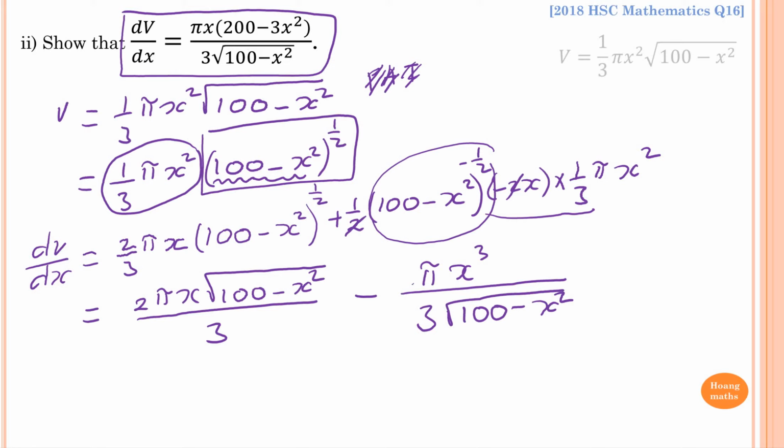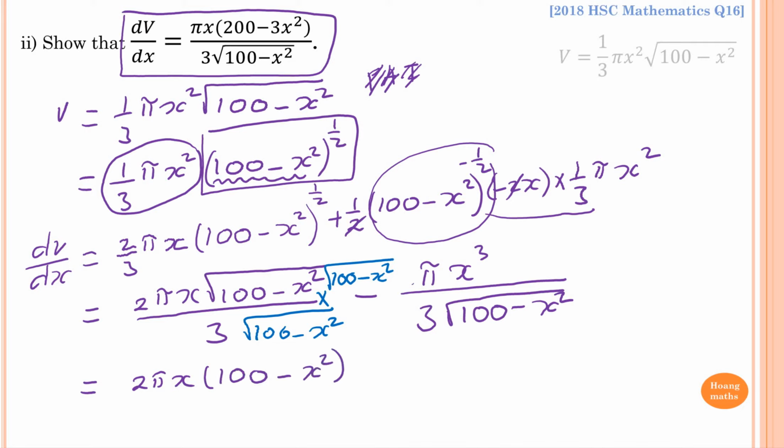To make the denominator the same, for this I multiply by the square root of 100 minus x squared. So that becomes 100 minus x squared, square root of that. Denominator same now, I just add them up. So this gives me 2 pi x. Now because a square root times itself becomes 1 whole, which is 100 minus x squared, and then minus pi x to the power 3, all over 3 times the square root of 100 minus x squared.